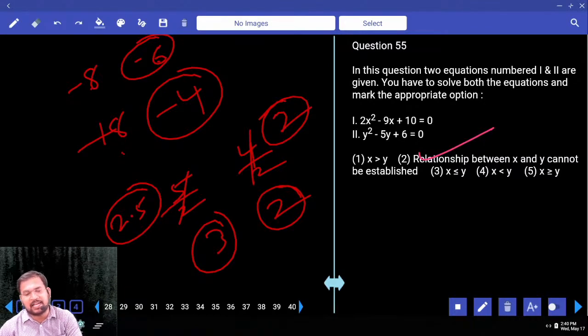So 2.5 is greater than 2, but 3 is greater than 2. So one time greater, one time lesser. Answer is not possible.